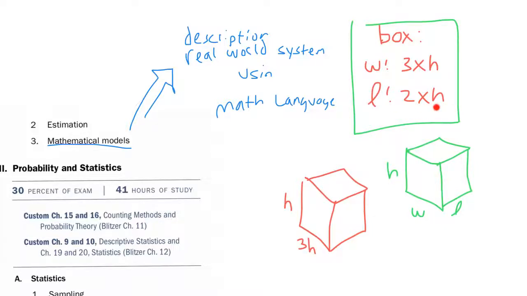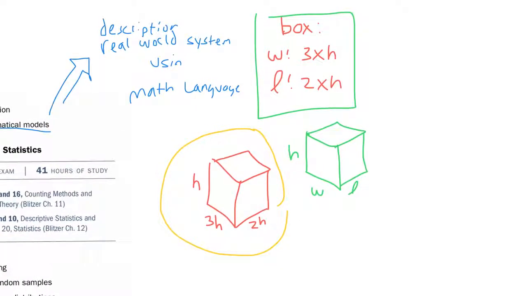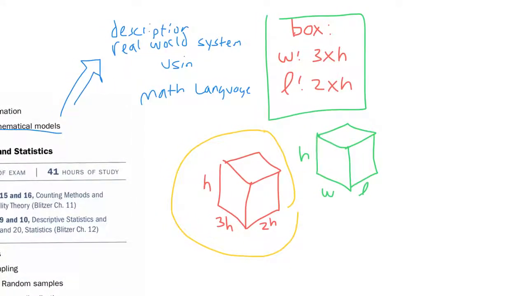And the length, of course, is 2 times h. So we could do that. And I would say that this is a great model to describe our quote-unquote real-world scenario. Mathematical models could be used in all kinds of fields like physics, biology, chemistry, and so on. But I'd say that this is a good model for our situation, seeing as how the volume of any rectangular prism like this is going to be length times width times height.